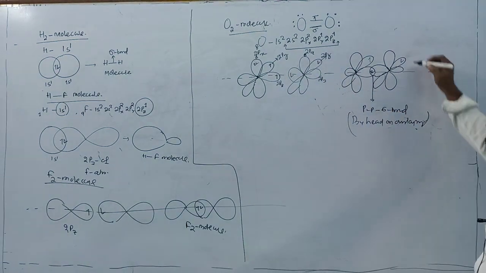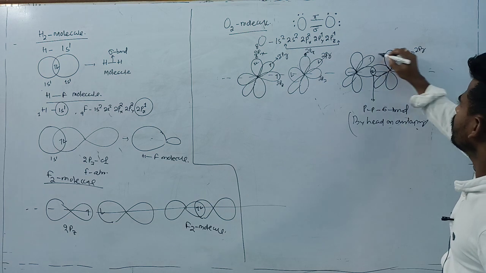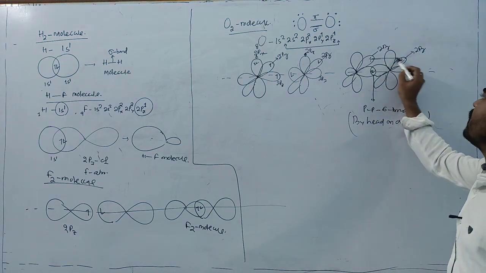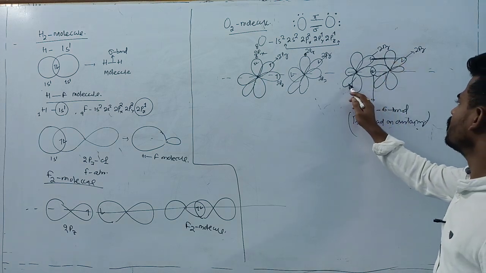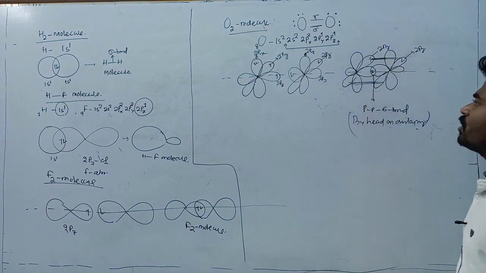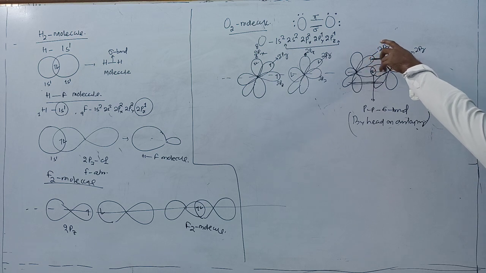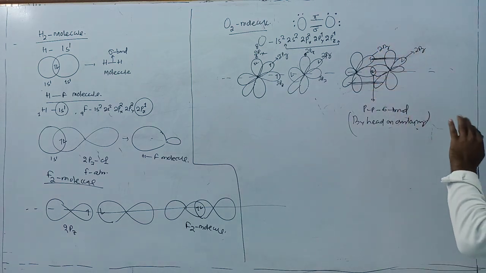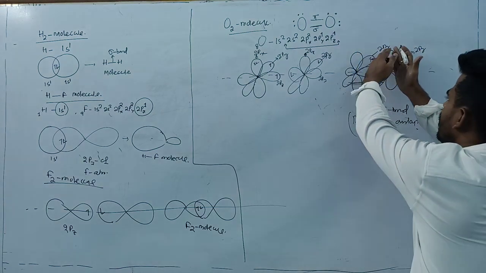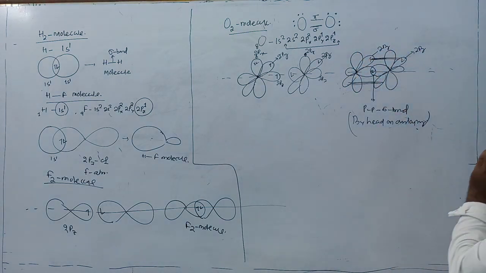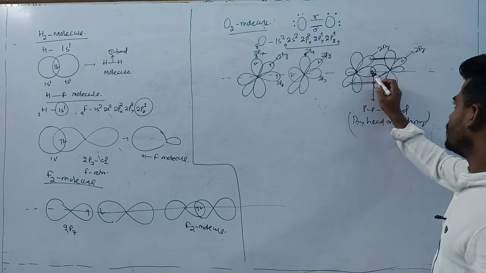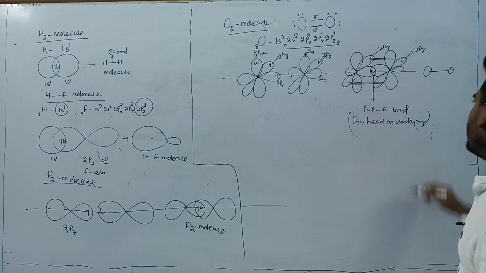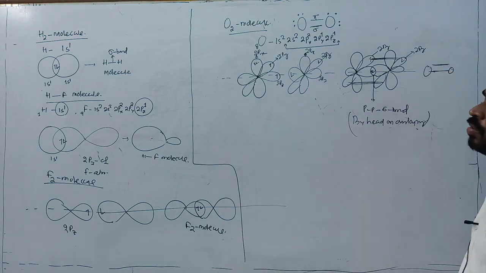So what about this? 2py, 2py. They are lying just parallel to each other. So there is formation of sidewise overlapping, and this is also possible from here to here. It does not mean that the overlapping will occur only above the sigma plane, but below also. Okay, there is a chance of formation of sidewise overlapping above and below. So that's why the oxygen atom has one sigma bond, which is head-on overlapping, and another one is a pi bond. This is due to sidewise overlapping.